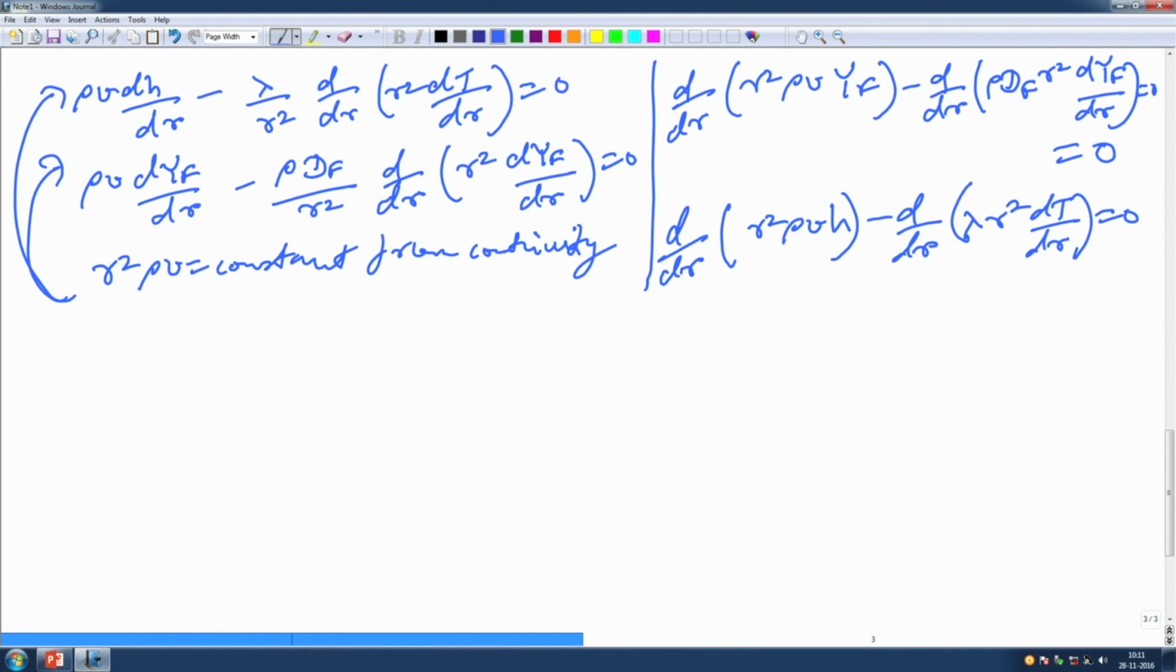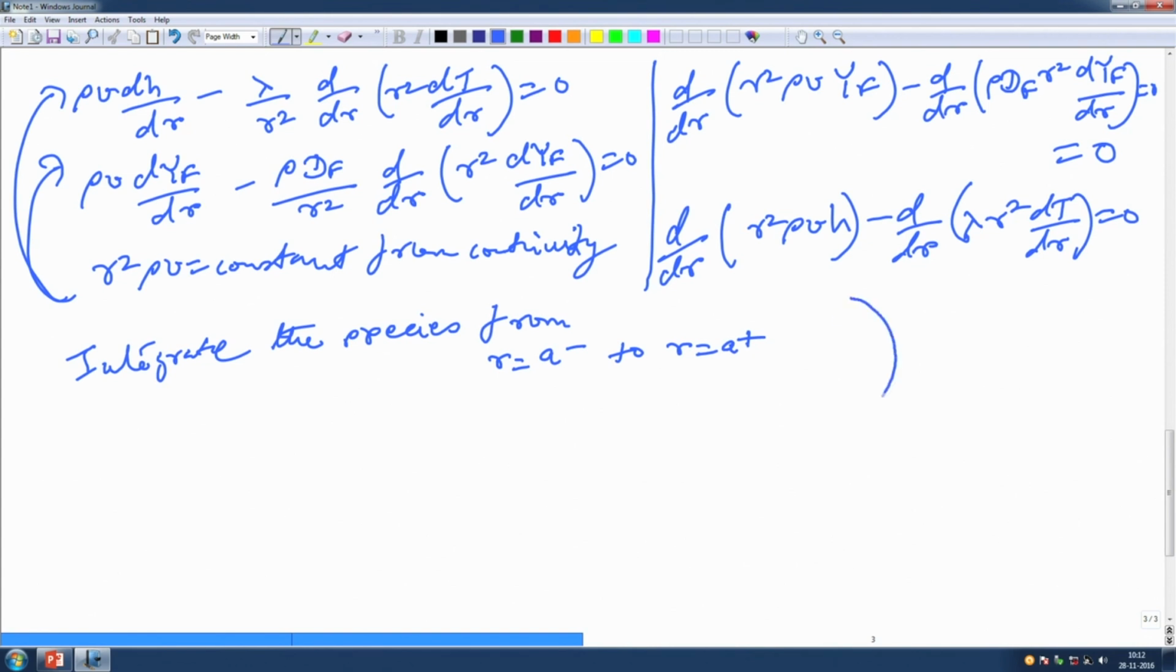Okay. So, now what we do is that we integrate the species, that is what we said, right, that we will integrate the species from r equal to a minus to r equal to a plus. That means on either side of the interface, right, minus plus. Minus means it is within the liquid, plus it is just in the gas phase, on either side of the interface. So, this is your A, just around the interface on both sides.